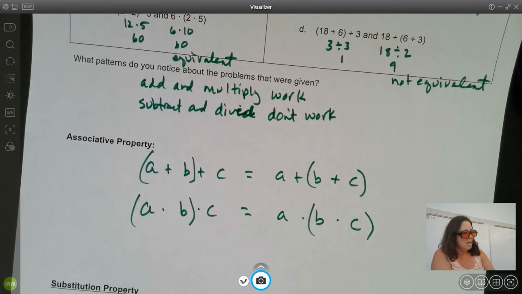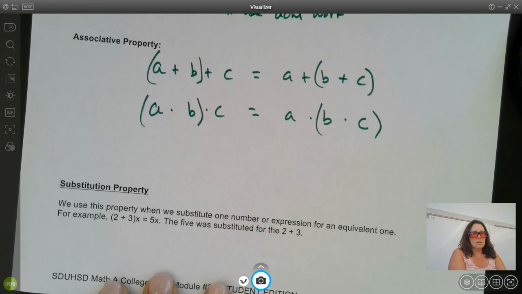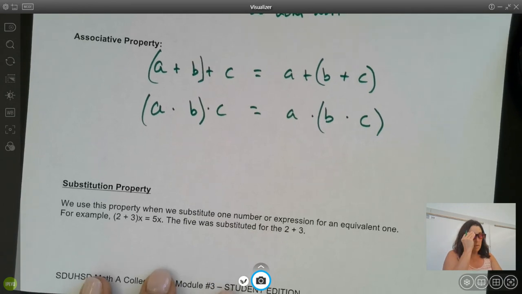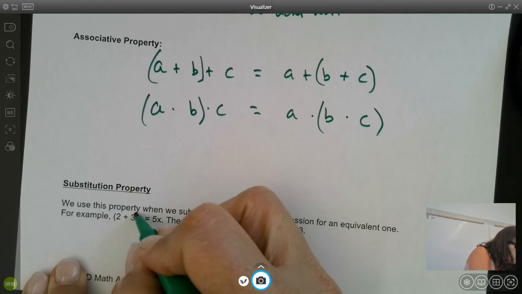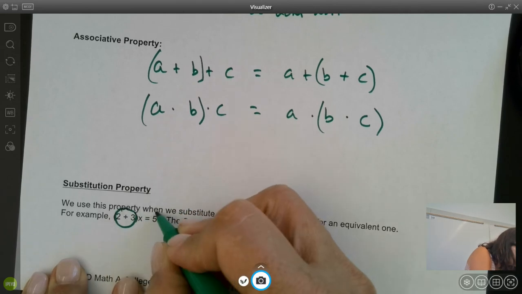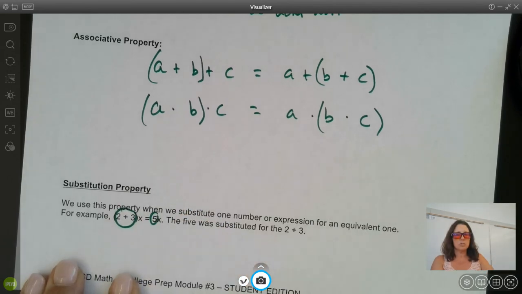Okay. All right. Substitution property is given down at the bottom here. It says we use this property when we substitute one number or expression for an equivalent one. For example, 2 plus 3, you guys, 5 has been substituted for 2 plus 3. Okay, so that is an example of the substitution property.